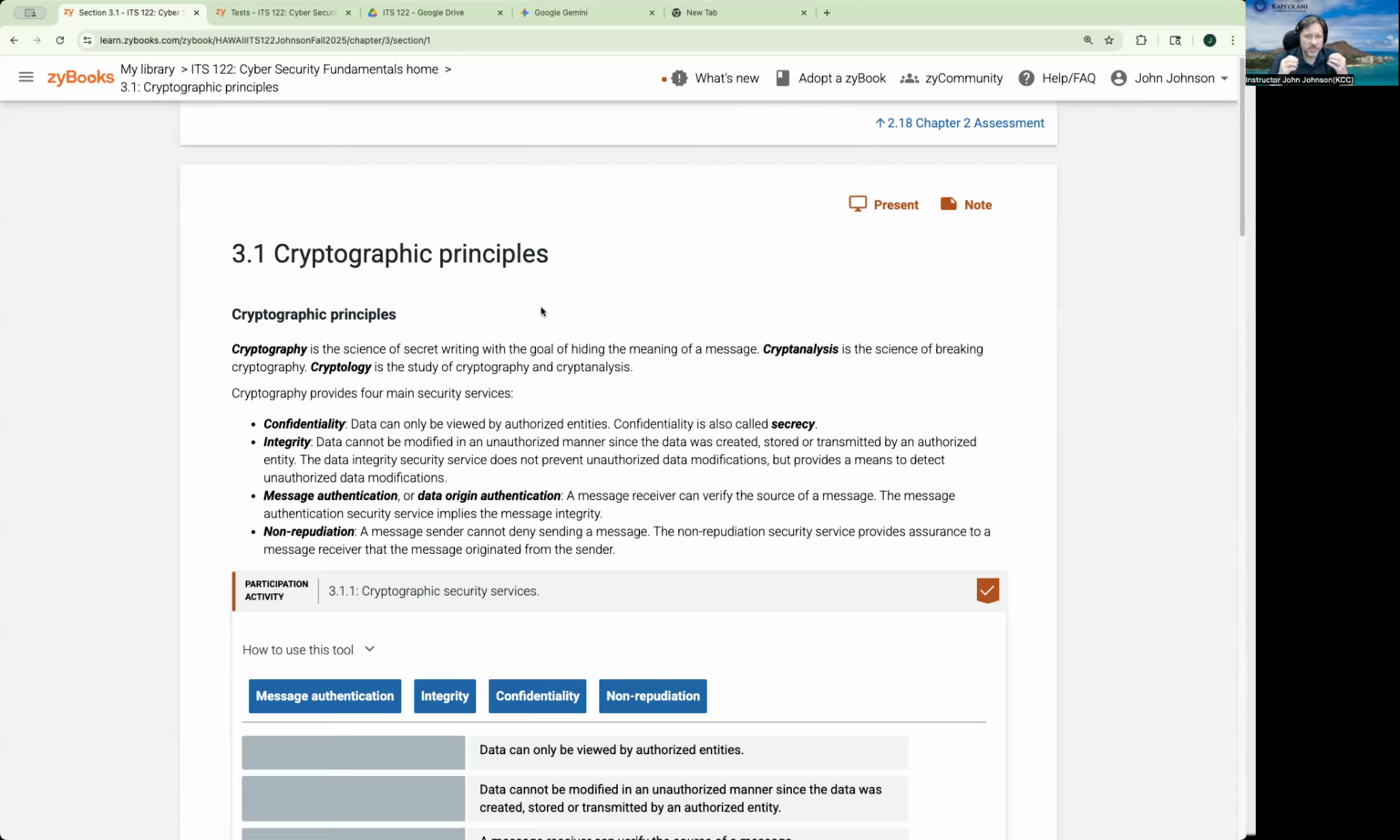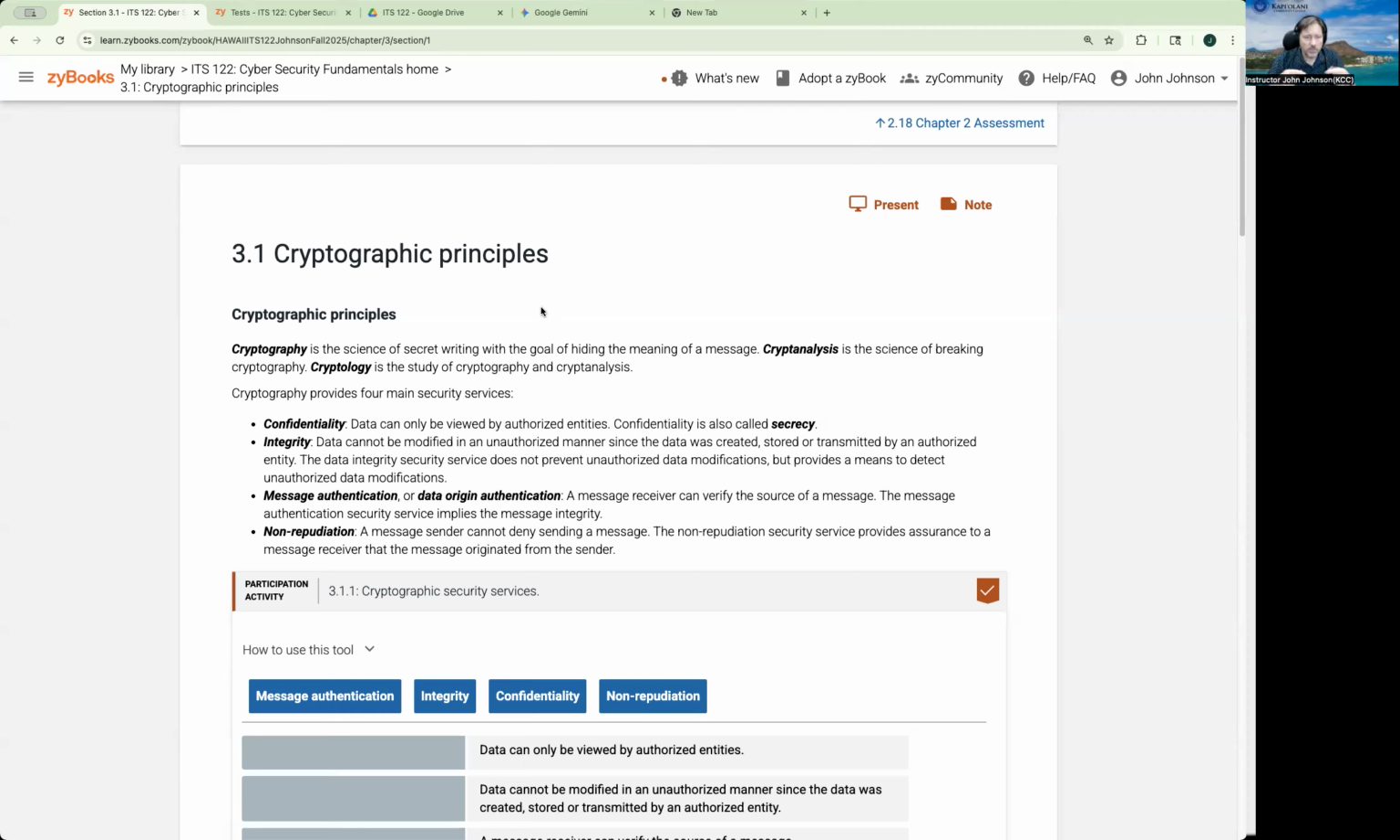Then we've got message authentication, or data origin authentication. That's just saying that you can verify that the message was sent from who you think it was. And then lastly, we've got something called non-repudiation. Non-repudiation just means that a person can't deny that they sent that message.